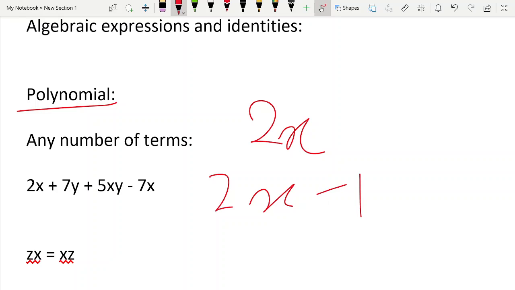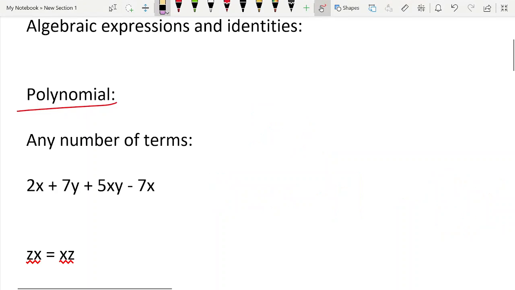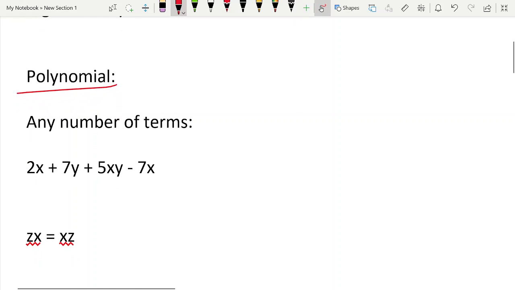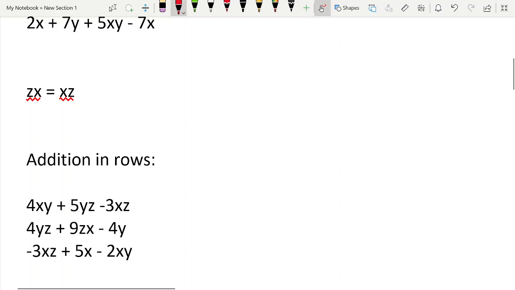2x plus 1 minus 3x is also a polynomial. So that's a polynomial. So let's rub all this out and continue. Now, anywhere you write a variable, if you write it zx or xz, they are both the same thing. Keep that in your mind and let's move on.